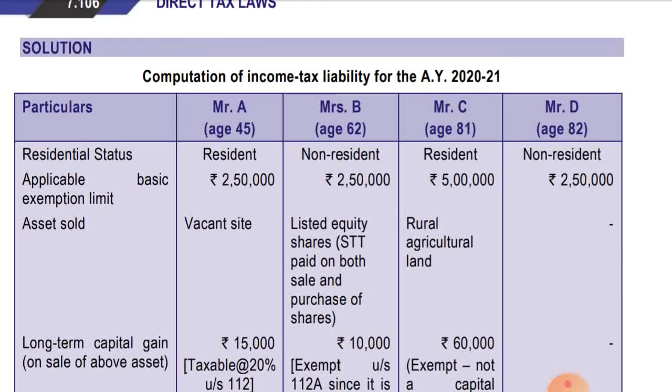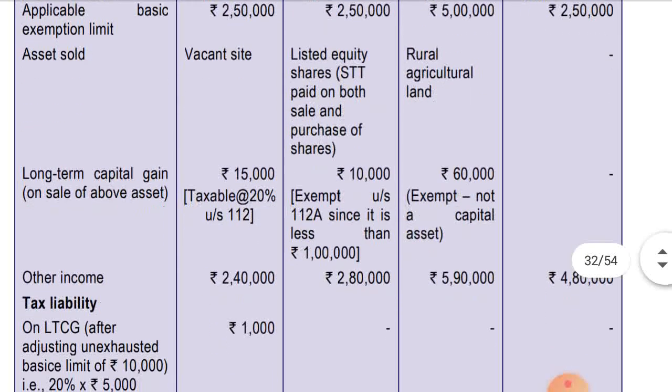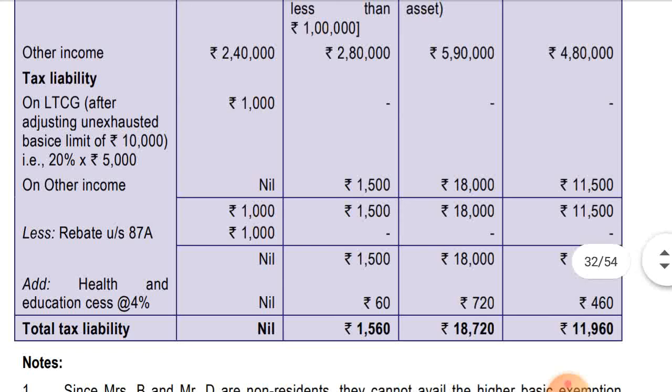Applicable basic exemption limit is 5 lakhs. Rural agricultural land asset sold is okay. Long-term capital gain 60,000, exempt, not a capital asset, as I said. Other income is 5,90,000. Okay, on this, only on 90,000 he has to pay 20% tax, that is coming to 18,000, and health and education cess will be added at 4% and it's coming to 18,720.